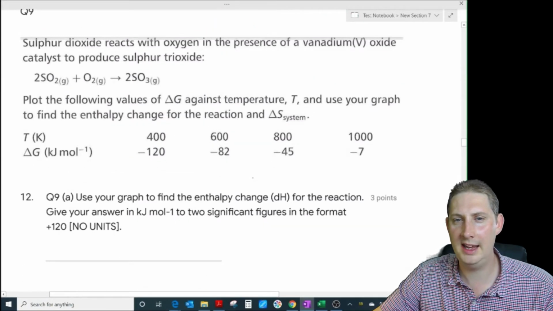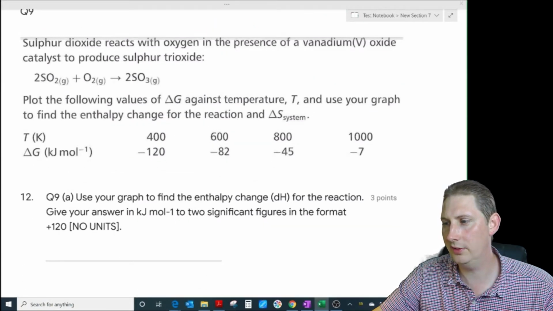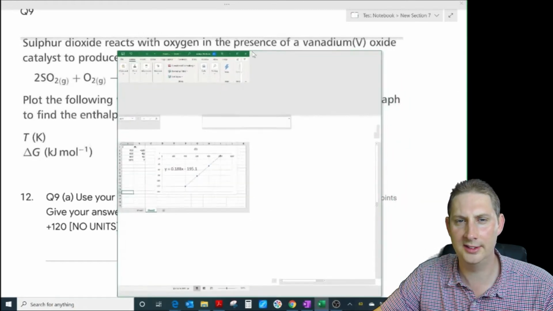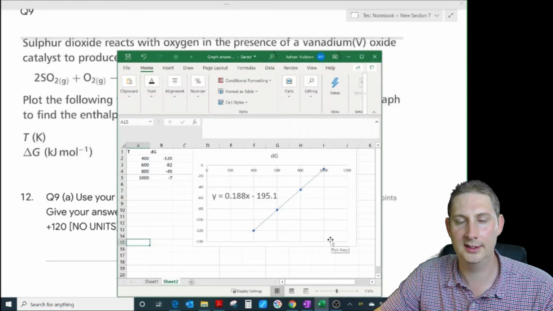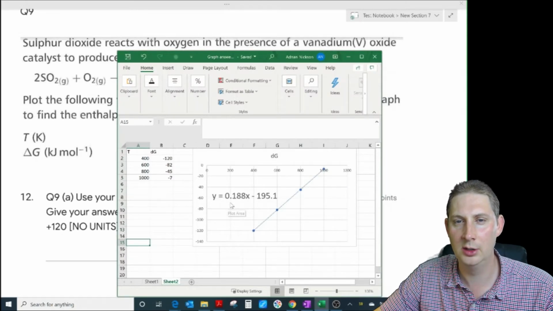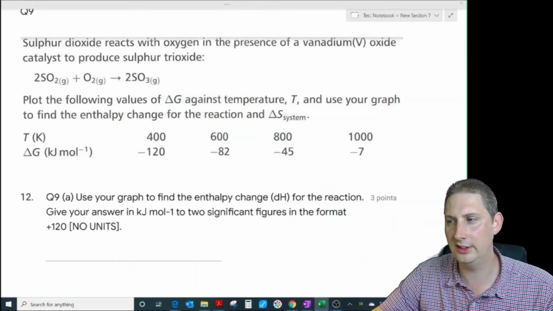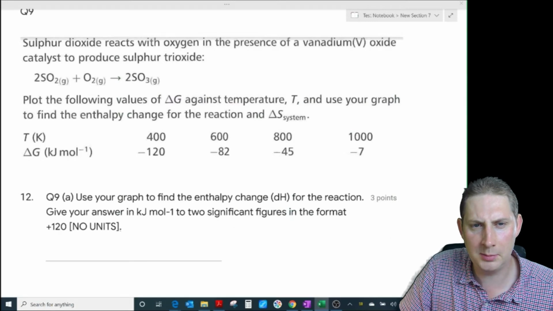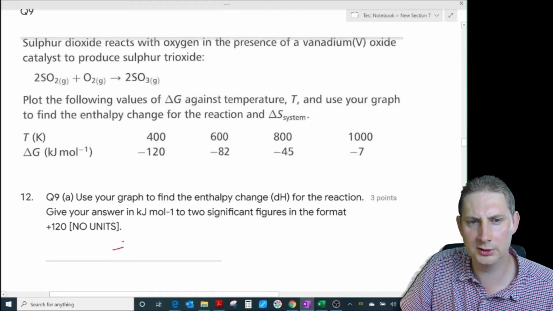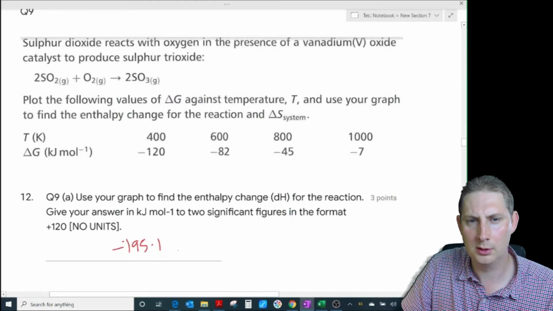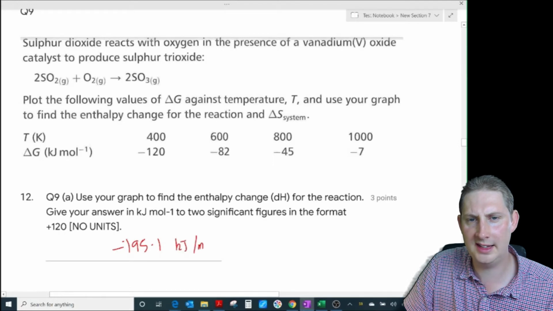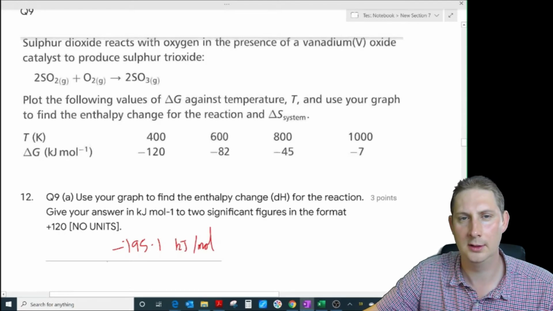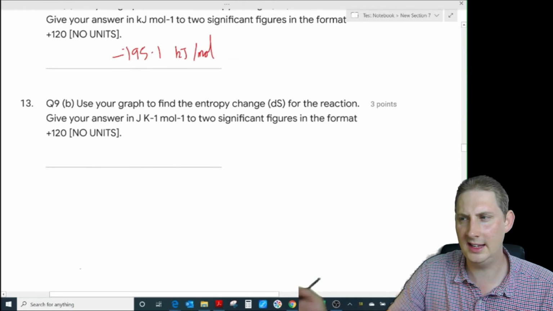Another example here, plotting a second graph. Again, took far less than 6 minutes to do the whole lot. 6 minutes, 6 marks. So 188x minus 195.1. So the easier one, because we can just literally use the number, is minus 195.1 kilojoules per mole for the enthalpy. That's the intercept.